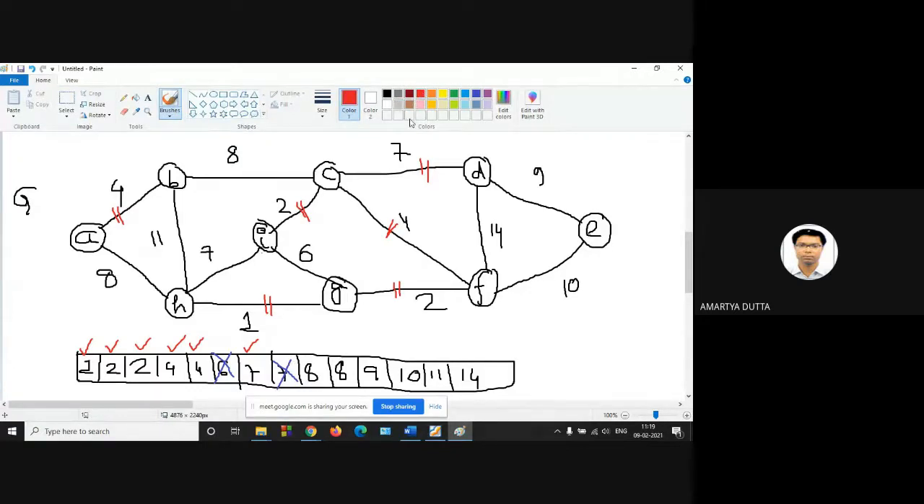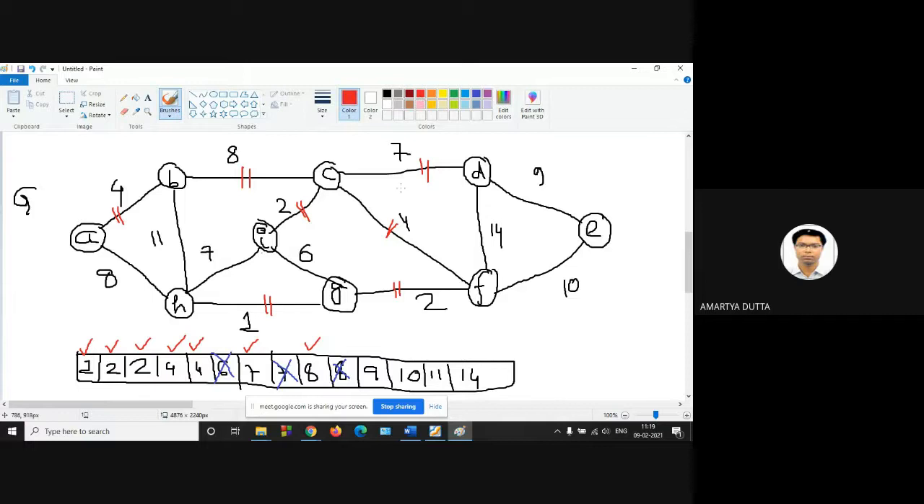Next one is 8. Which 8? B to C. Okay, B to C is taken. Next one is again 8. Which 8? A to H. Can you take A to H? No, sir, we can't take it, because A, B, C, F, G, H forms a big cycle. That is, find set of A and find set of H are same. So we can't take this 8.